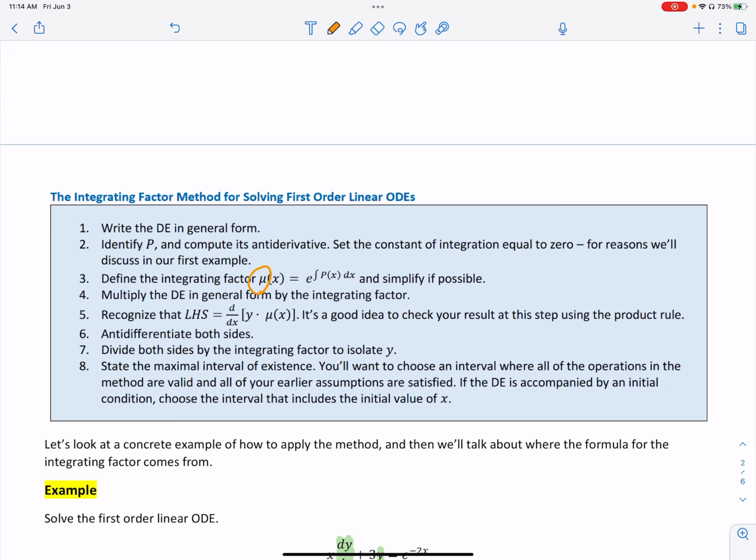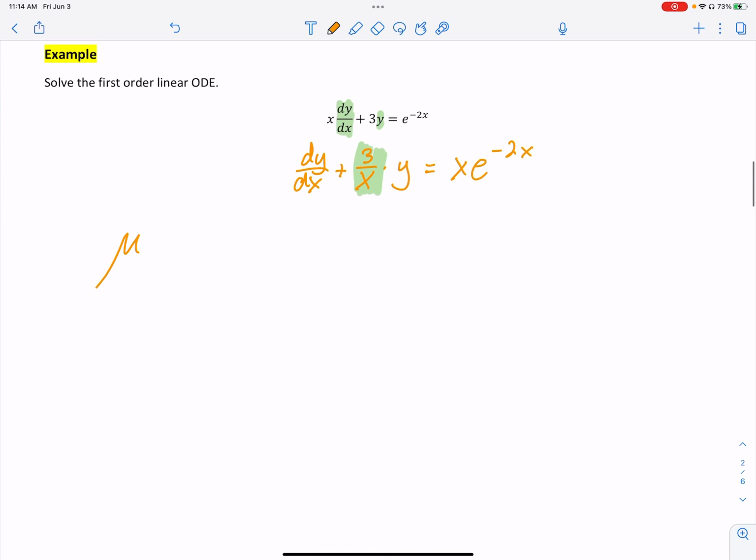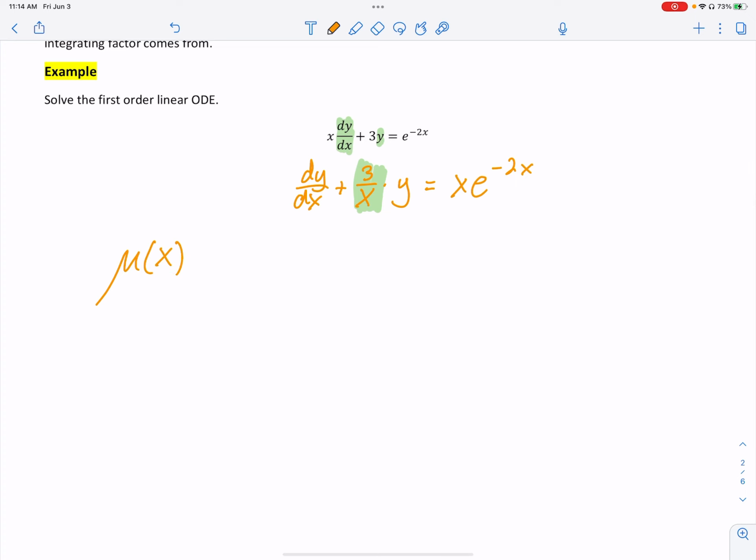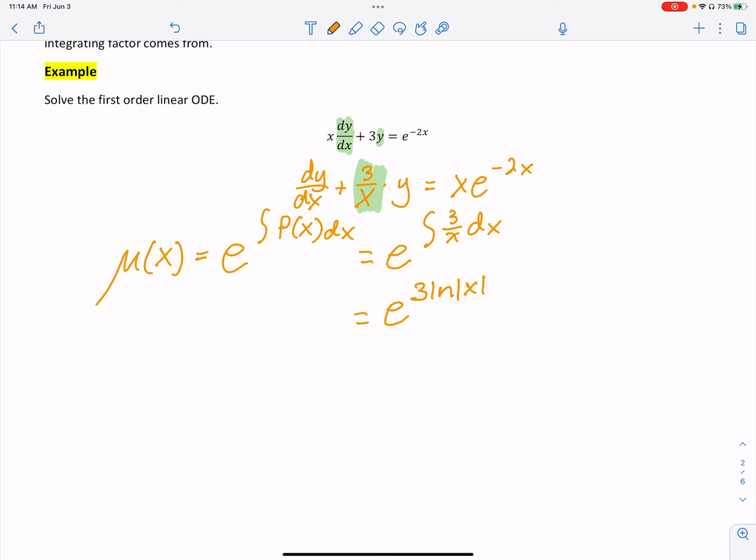That's mu. All right, and how we find mu of x is e to the integral of p of x dx, p of x being what's highlighted right above. So we get e to the integral of 3 over x dx, and we have to work that out. All right, 3 over x, the 3 comes out, I get 1 over x. So this gets me 3 ln of x, and we want absolute value there.